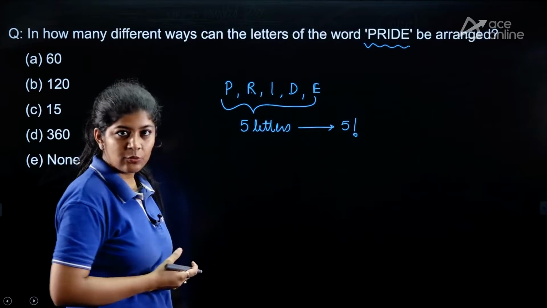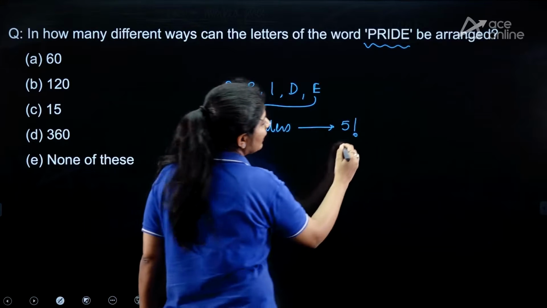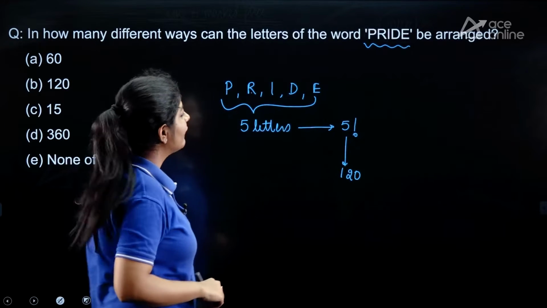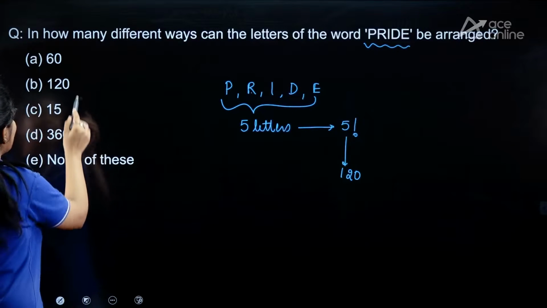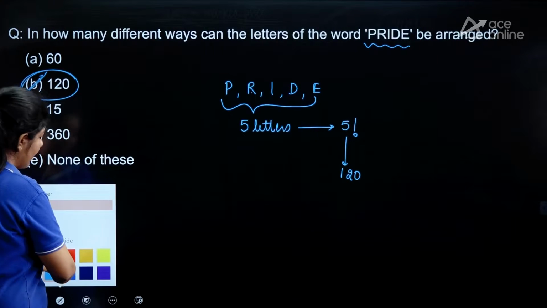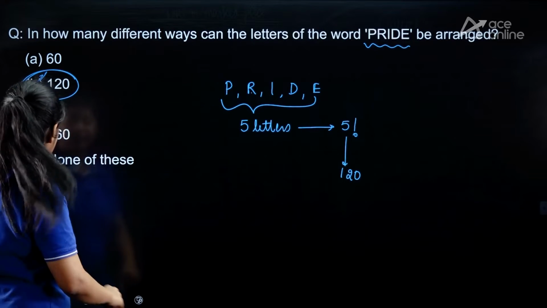That means 5 factorial words we can make, and the value of 5 factorial is nothing but 120. That means your option number B is the correct one.